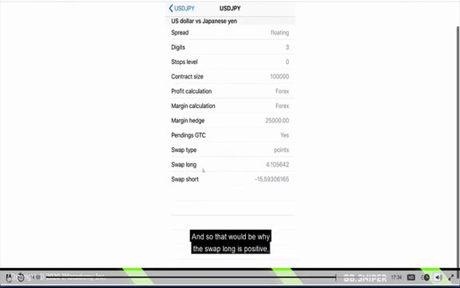And so that would be why the swap long is positive, because it makes more sense from an interest rate perspective to be long on the dollar, because you would be generating more income from holding on to dollars compared to trying to save money in the Japanese yen, since you would actually be paying interest rather than generating interest, due to how the rates are currently set as of the time of this recording.